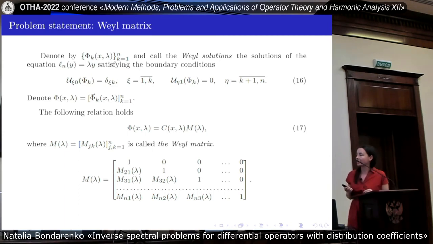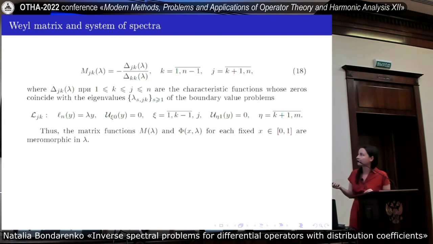It is called the Weyl matrix, and the Weyl matrix is a natural spectral data for such an operator. It has the structure presented below. It's a unit lower triangular matrix, and its non-trivial elements in the lower part can be represented as the ratios of some functions delta gk, which are the characteristic functions whose zeros coincide with the eigenvalues of certain boundary value problems. These functions are entire in lambda, and if we take the ratio of two entire functions, we obtain meromorphic functions. So the entries of m and of phi are meromorphic in lambda.